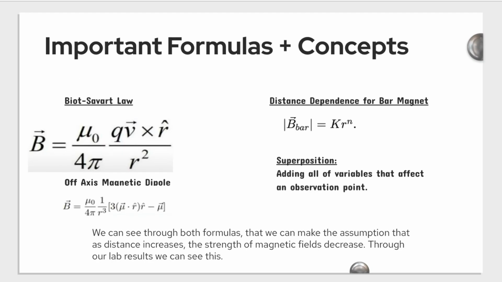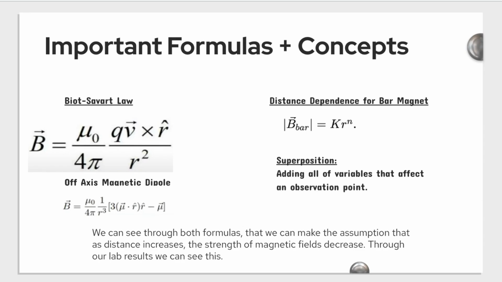Some important formulas and concepts that we use: we, of course, have the Biot-Savart law that's used to find the magnetic field from an object. We have the off-axis magnetic dipole formula below that as well. We have this formula for distance dependence for a bar magnet as given to us in the lab instructions.